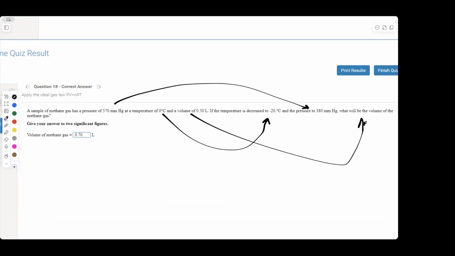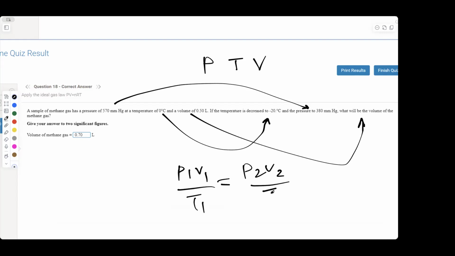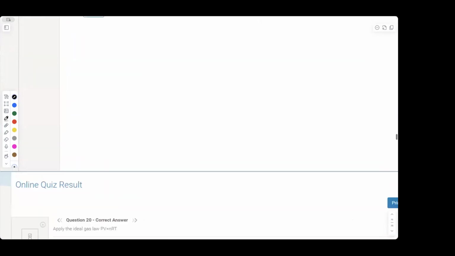What is the equation that I will use? P changed, T changed, and V changed. What is the equation that I will use? P1 V1 over T1 equals P2 V2 over T2. Thank you so much, Steve. Okay.